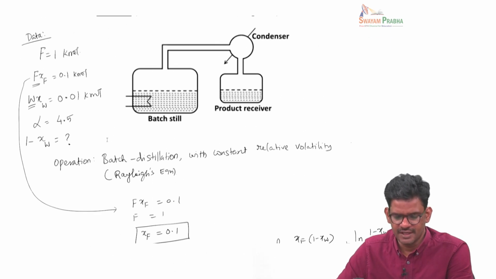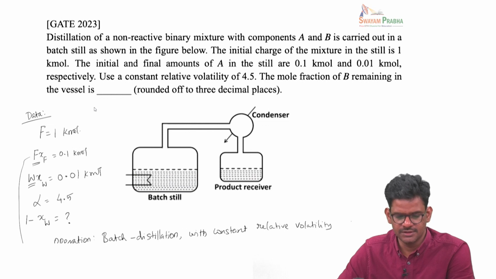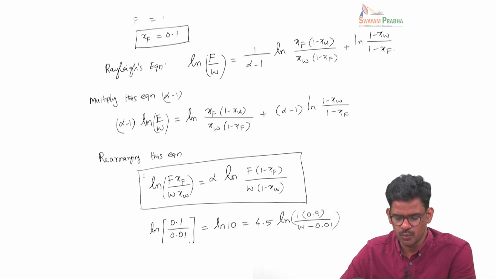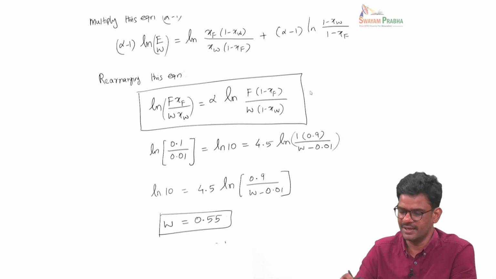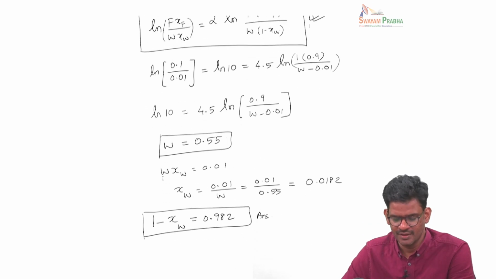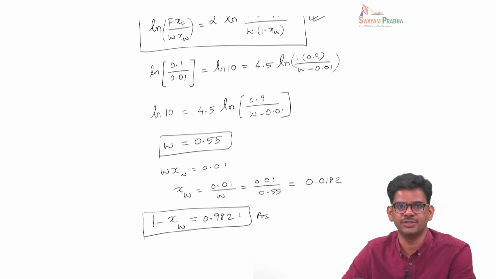So, in this problem what we have done is a direct application of Rayleigh's equation, but the kind of information given in the problem requires us to rewrite the Rayleigh's equation in a different or equivalent form, and from here onwards it is a direct substitution of the knowns, and the only unknown in this problem is the residue amount W. Okay. Once we obtain W, we can use the given data W times XW is 0.01, and from here we can solve for XW, and that is 0.982.